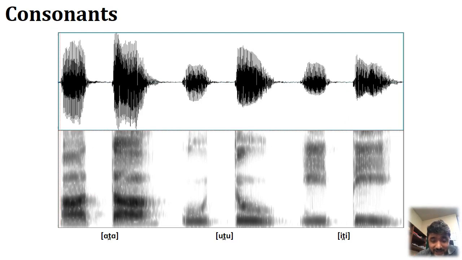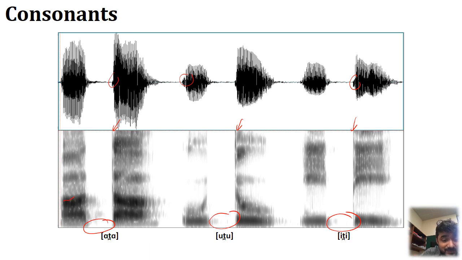All right, now we're moving on to the dentals. So ata, utu, iti, and you observe very similar trends. You see the closure, you see the burst. Again, the burst is almost hidden here, but it's relatively clear here because there is no aspiration. And you don't see any voicing, so all good.